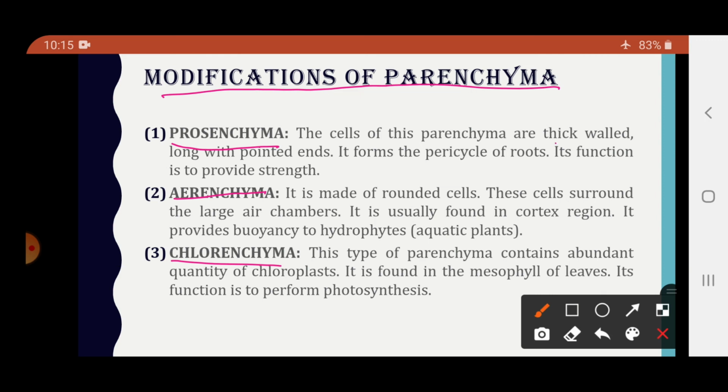The cells of this parenchyma are thick walled. Normally, how are they? Thin walled. But in prosenchyma, which is a type of parenchyma only, here the walls are how? Thick walled, and they have pointed ends. Basically, in the pericycle of roots, what the pericycle is we will study when we study the root system in detail, then it will be clear. Its function is to provide strength.